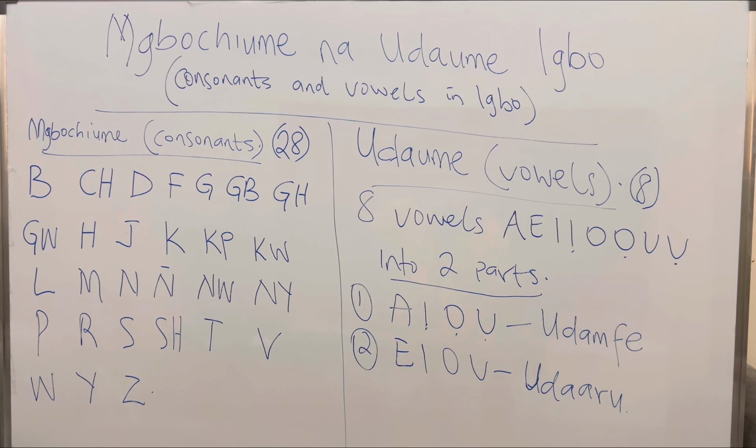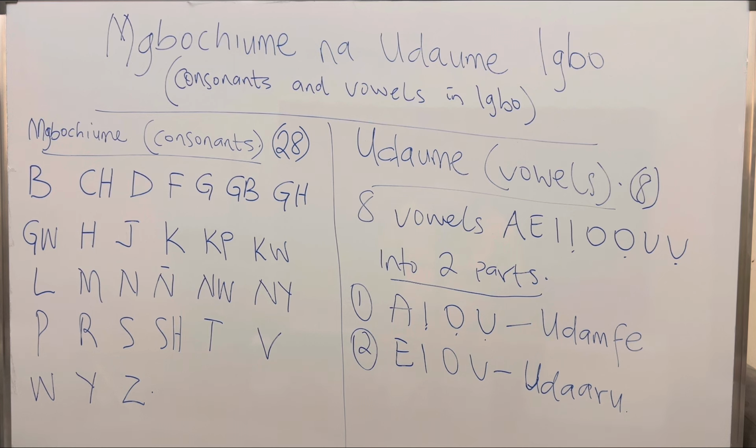We are here once again in our Igbo lesson. In our last lesson, we treated the vowels in Igbo language. Today, we are going to look into the consonants and the vowels. Now, we have 28 consonants in Igbo language. Consonants is known as mbochi ume. We have 28 of them. Even though we have treated the vowels in our last lesson, we are going to revisit it once again now, to serve as a reminder.